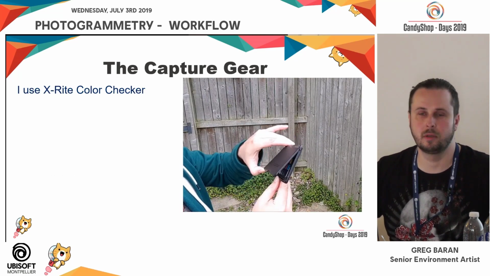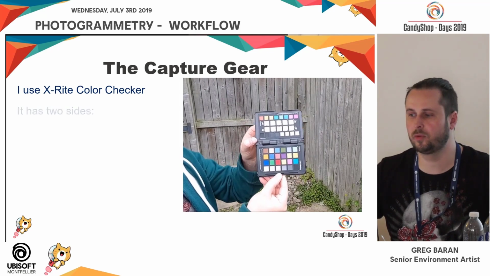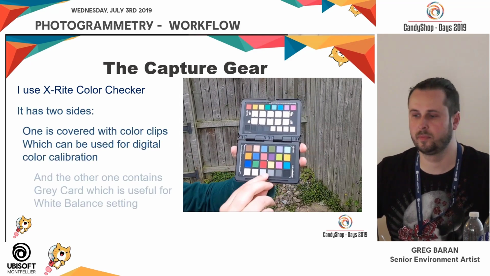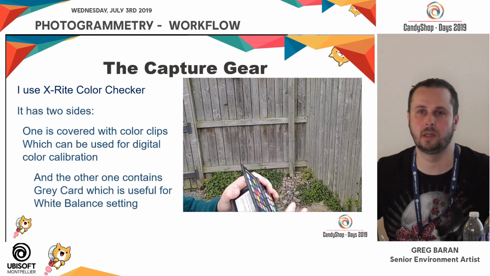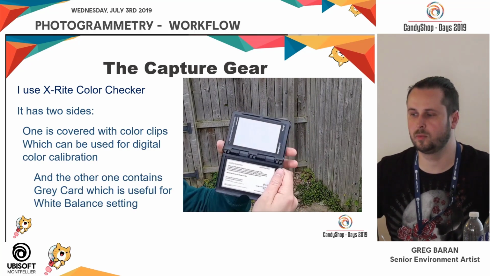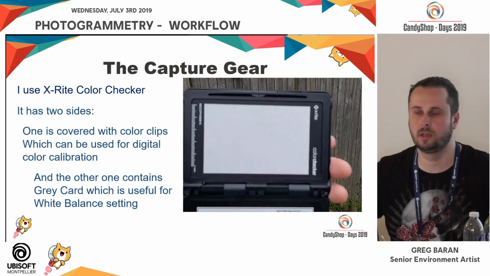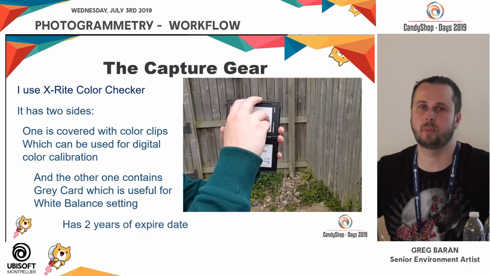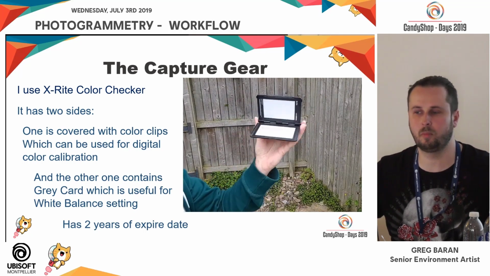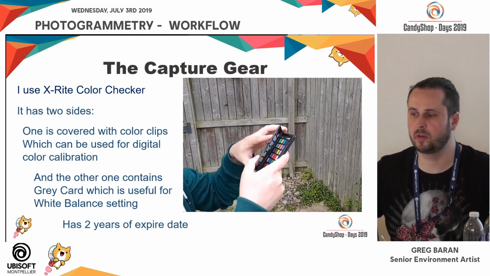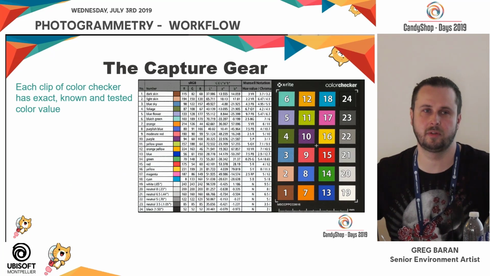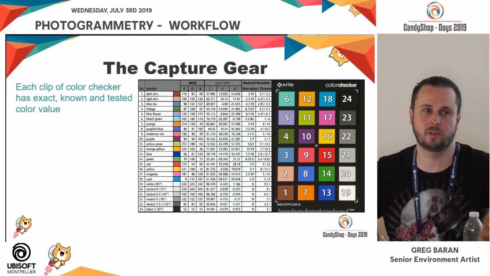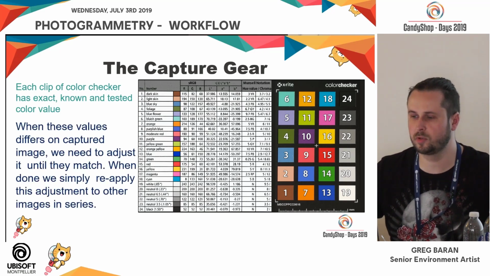I'm using X-Rite color checker. It has 2 pages. One is with color clips. The other one is with the gray card, which is used to set the white balance with the camera. It has 2 years of expiring date, so it means that the company which made it guarantees that those values are correct just for 2 years. After, it's not accurate anymore.